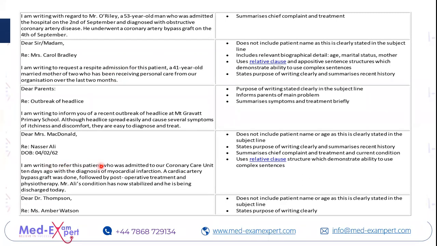"I'm writing to refer this patient who was admitted to our CCU 10 days ago with a diagnosis of myocardial infarction. A cardiac artery bypass graft was done, followed by post-operative treatment and physio. His condition is now stabilized and he is being discharged today." So this is a discharge letter. In a discharge letter, you have to mention when the patient was admitted and why the patient was admitted. So the time and reason of admission, what treatment was given, and that he is now being discharged.